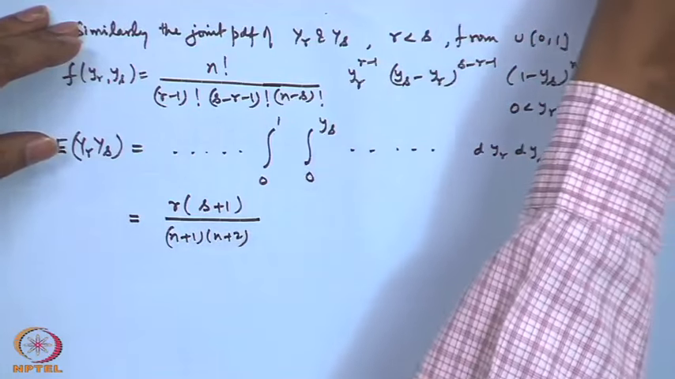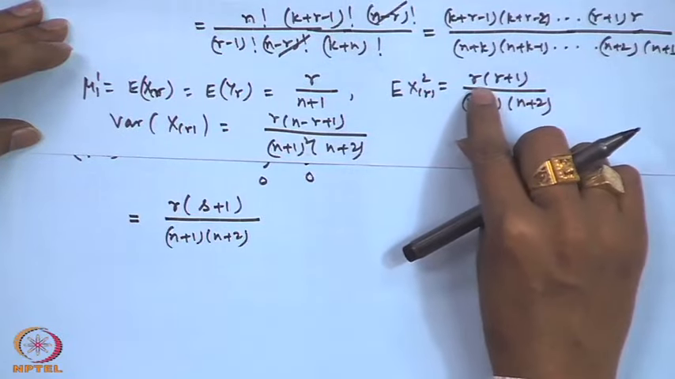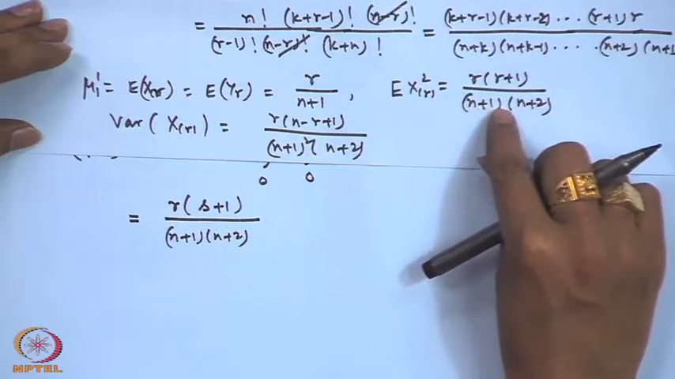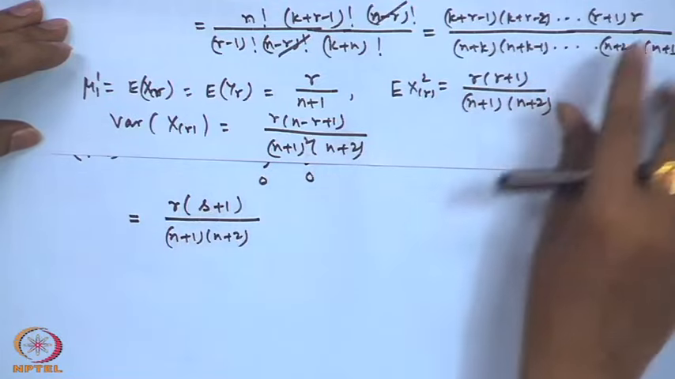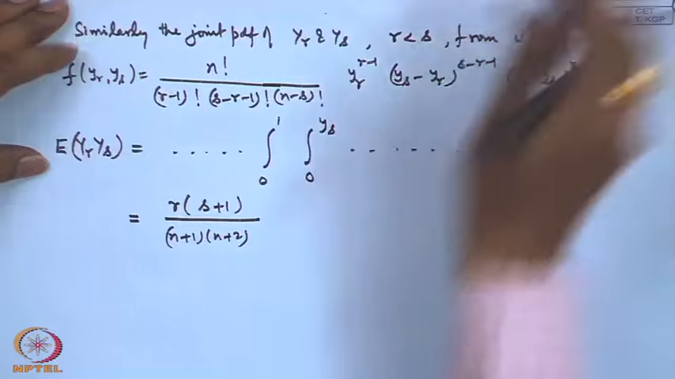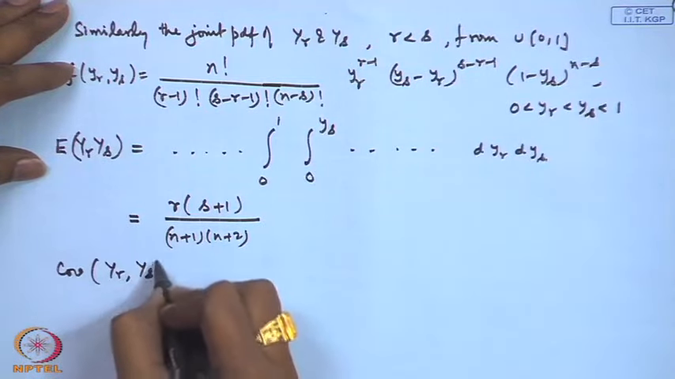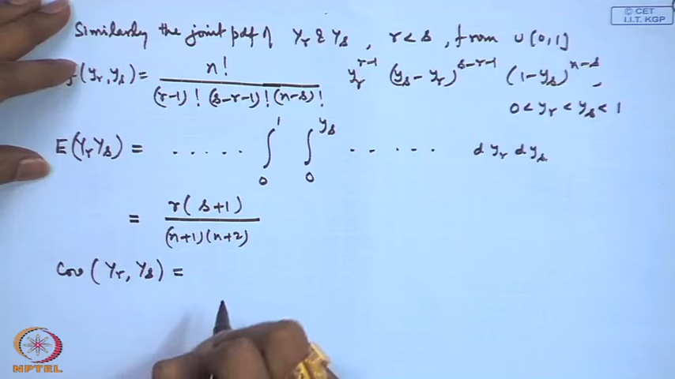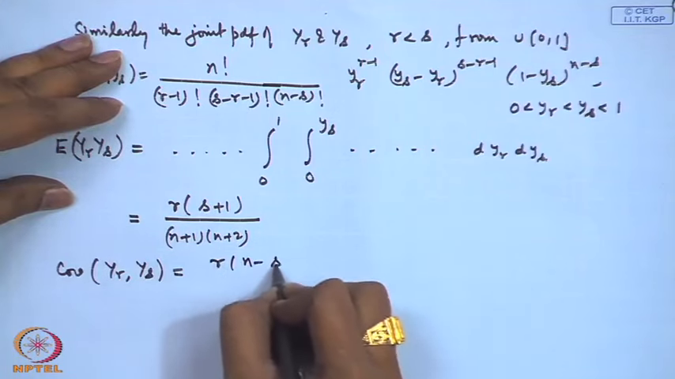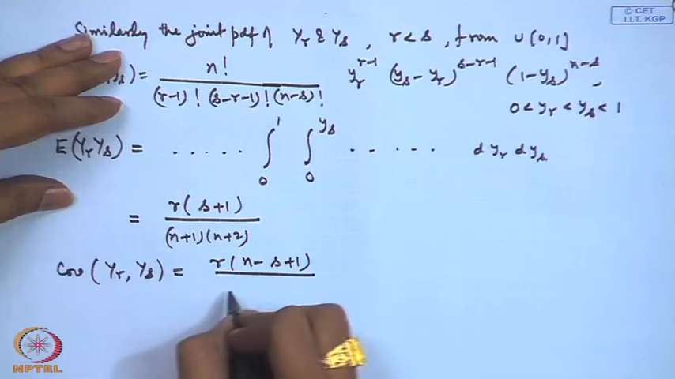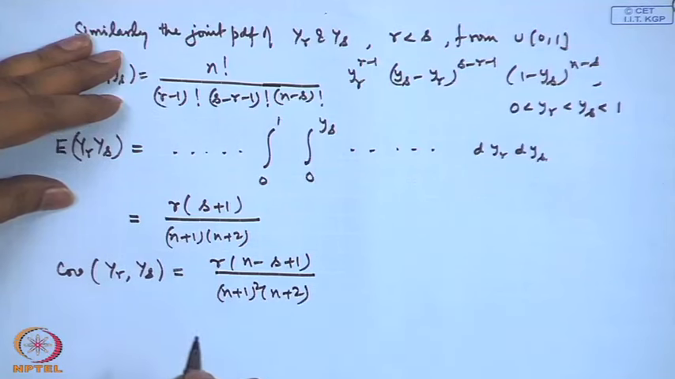Actually, it is instructive to compare it with this term. We had calculated expectation of x r square as r into r plus 1 by n plus 1 into n plus 2. So, here you can see this r has been replaced by s. Based on this, if I calculate the covariance between y r and y s, it turns out to be r into n minus s plus 1 divided by n plus 1 square into n plus 2.